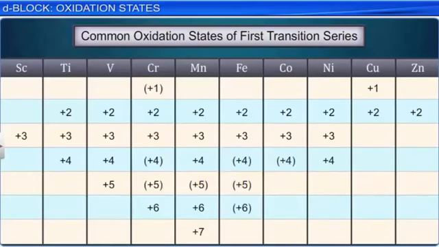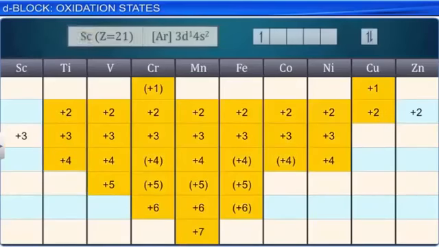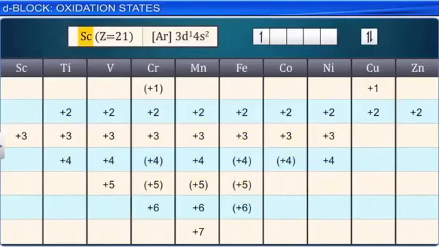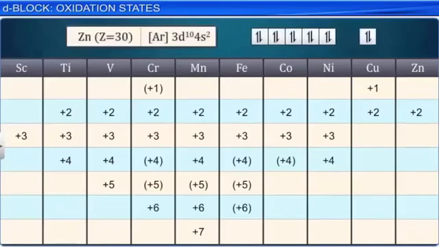Except for scandium and zinc, all the other elements show more than one oxidation state. Scandium, due to the availability of very few electrons for bonding, does not show variable oxidation states. On the other hand, zinc, due to the presence of too many d electrons, has fewer orbitals available for bonding, and thus does not exhibit variable oxidation states.